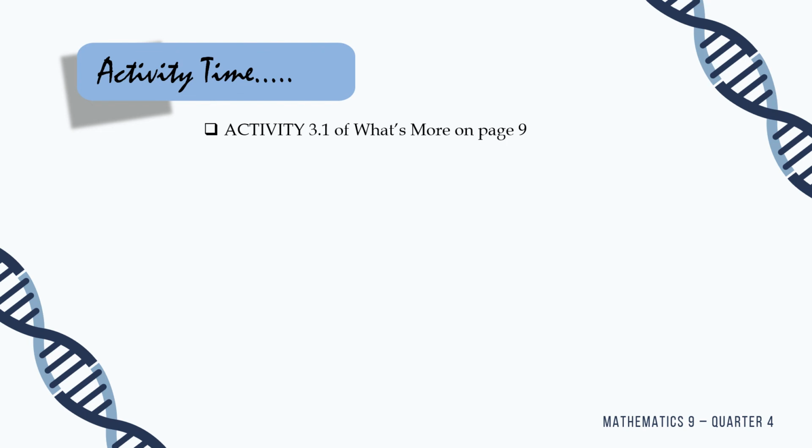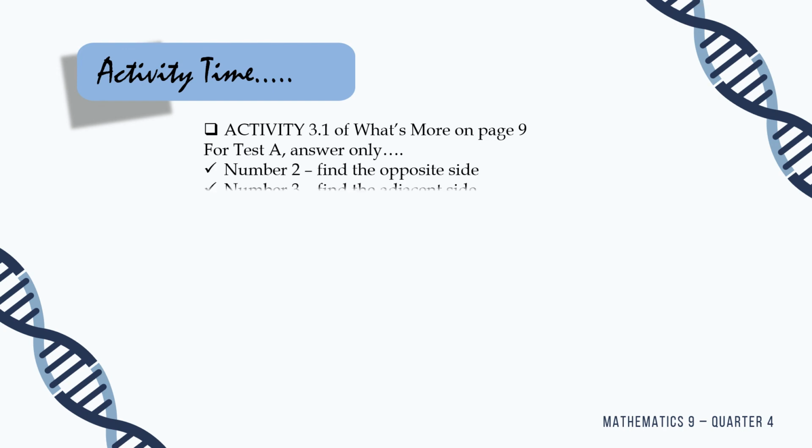Activity 3.1 of What's More on page 9 of your module, sa Module 3. For Test A, answer only number 2, find the opposite side. For number 3, find the adjacent side. Number 4, find the opposite side only. So it's either you will use sine, cosine, or tangent function.